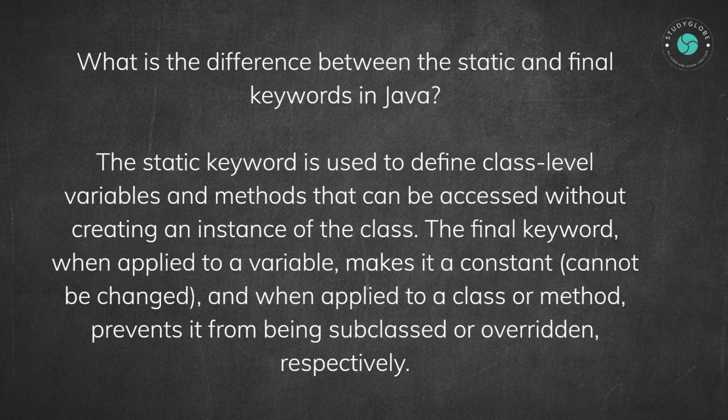What is the difference between the static and final keywords in Java? The static keyword is used to define class-level variables and methods that can be accessed without creating an instance of the class. The final keyword, when applied to a variable, makes it a constant that cannot be changed, and when applied to a class or method, prevents it from being subclassed or overridden, respectively.